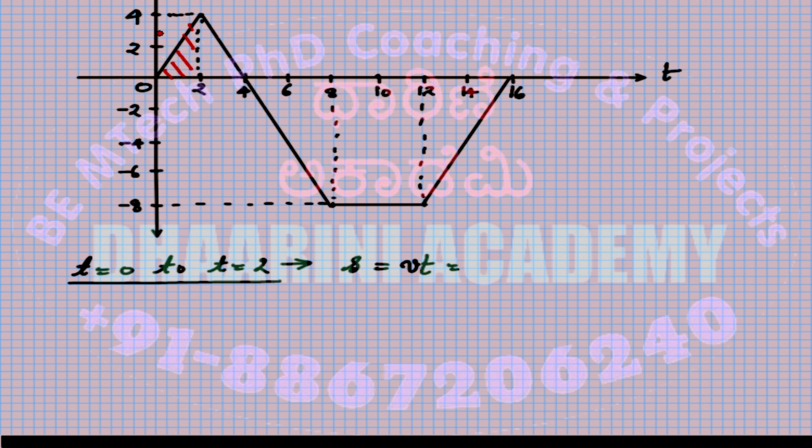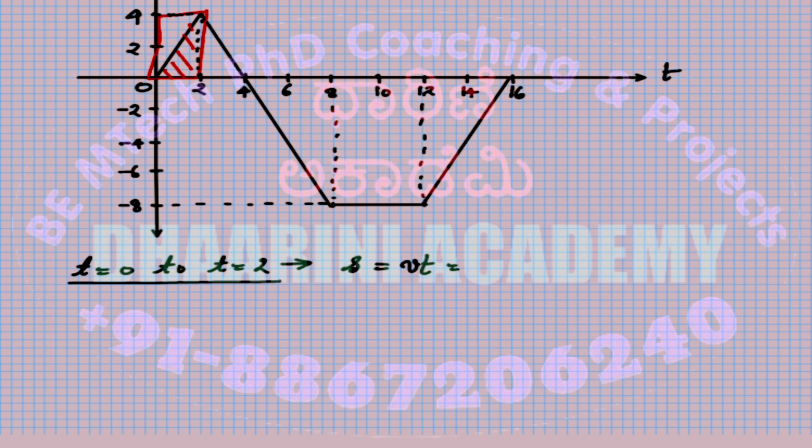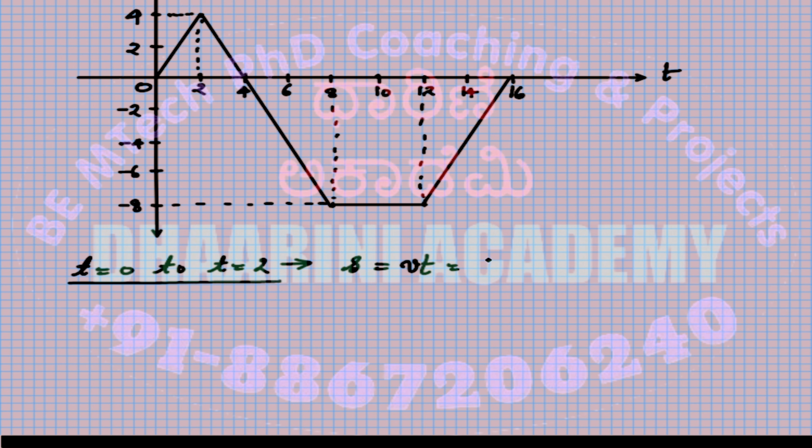That is half of this total area, correct? So length is 2, breadth is equal to 4. So the area of that rectangle is 2 into 4. I need half of that, correct? So the area of that triangle is half into base into height. That's half into 2 into 4 is 4, right? So velocity into time is nothing but 4.